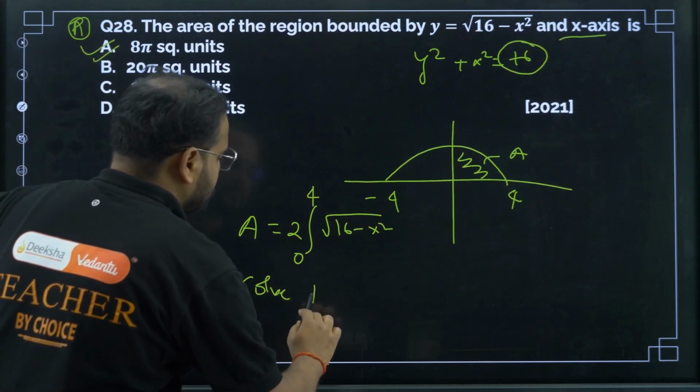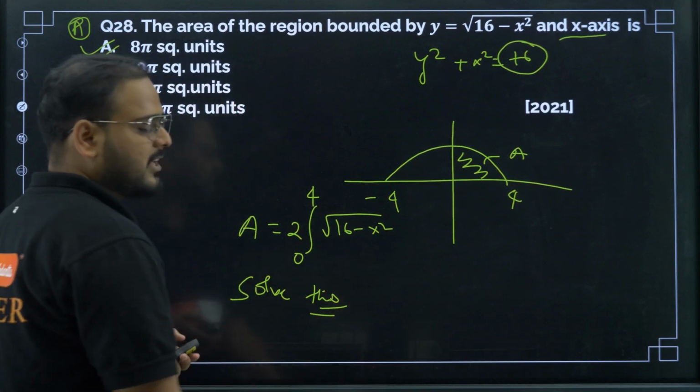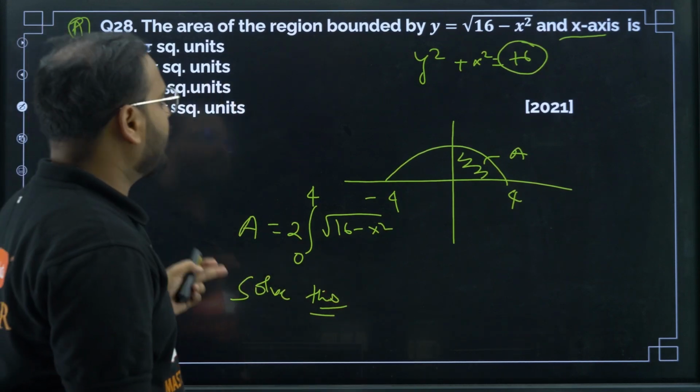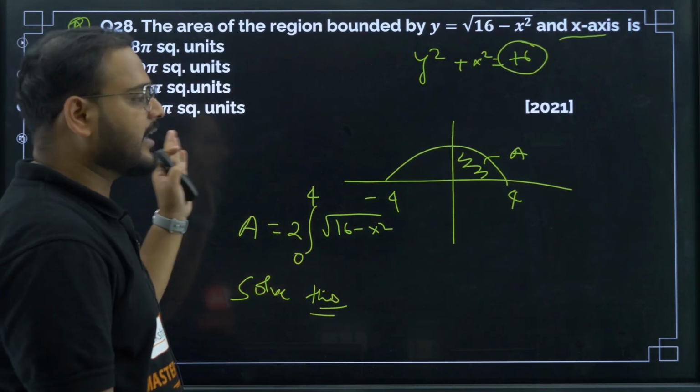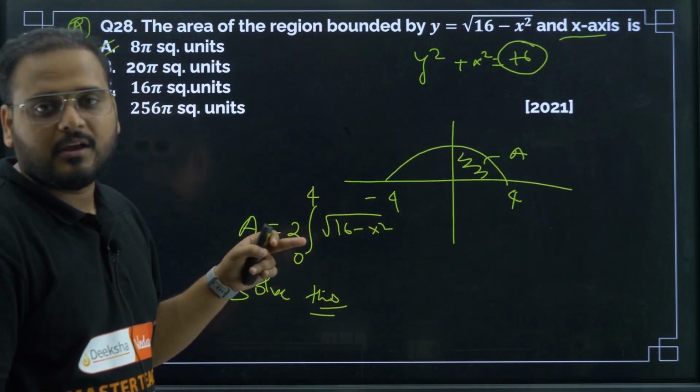Solve this. The answer I've given is 8 pi. If you have a doubt, comment and I'll solve this question again. Let me know if you want me to. I'll put this question again separately in the mock. It's going to be a different chapter, but I'll put it anyway, and then we'll solve it again.